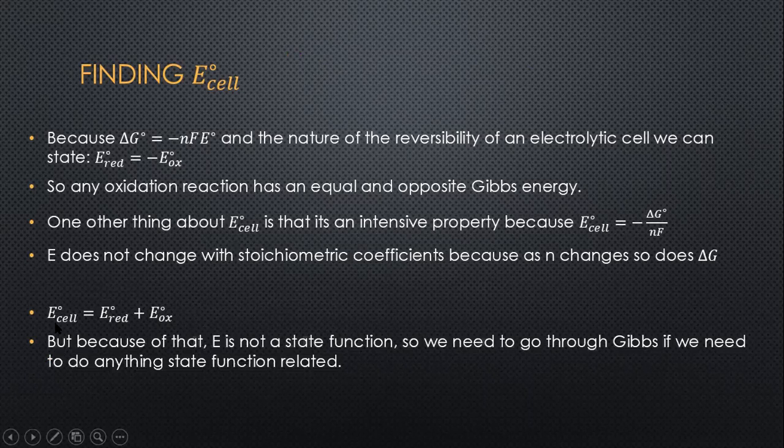So we can simply say that the cell potential is the reduction potential plus the oxidation potential, those two. But because of this, E is not a state function. So we need to go through Gibbs if we need to do anything state function related. So this is only through a specific term. If we need to take an alternative path, we have to go through delta G first. That is problematic. Got to be careful about that.